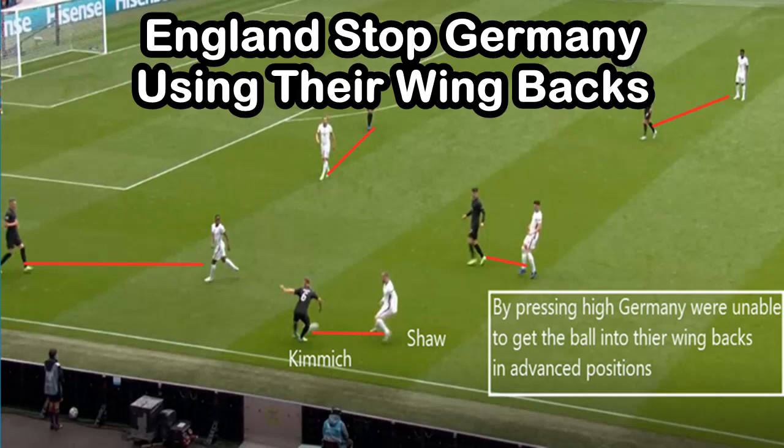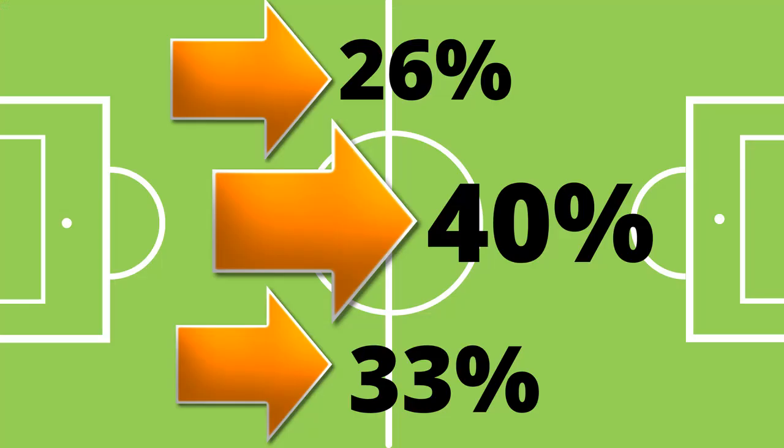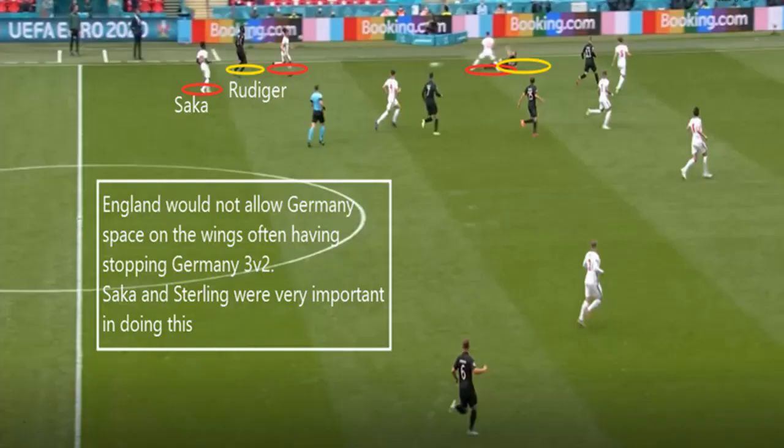Against Portugal, Germany were very successful at getting their wing-backs into dangerous positions, but in order to stop this happening, England pressed Germany very high up the pitch with their front 5 players. Germany were restricted to playing through the middle of the pitch, with 40% of their attacks coming through the middle. England would not allow any space on the wings, often stopping Germany by having 3 versus 2.